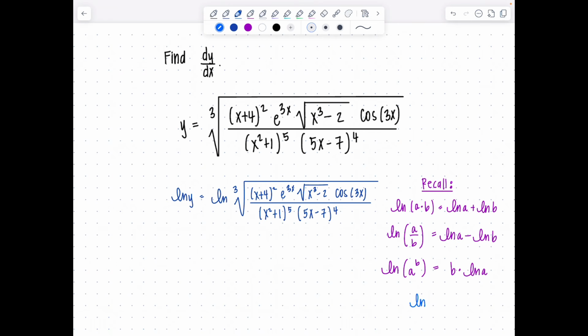Like the one I see happen a lot. If your entire natural log is raised to a power, students get tempted to move that exponent to the front. Don't do that. That's a big no-no, okay? All right, anyways, where were we?